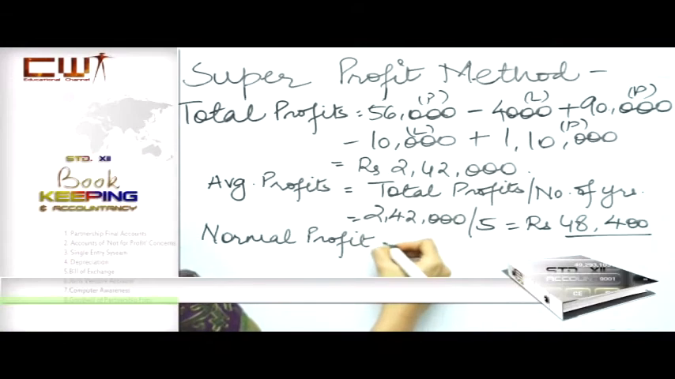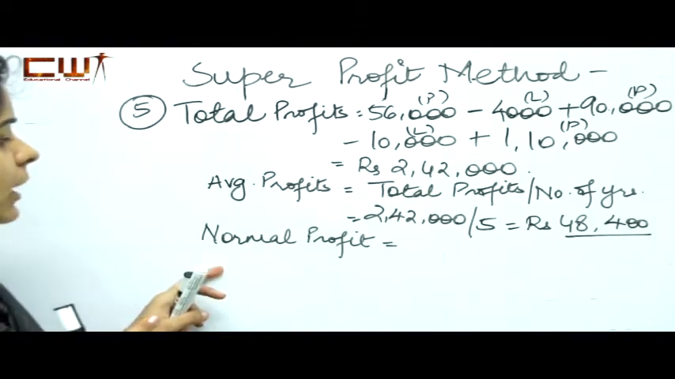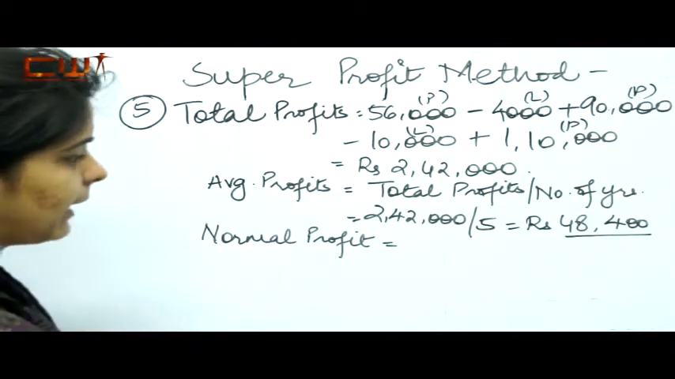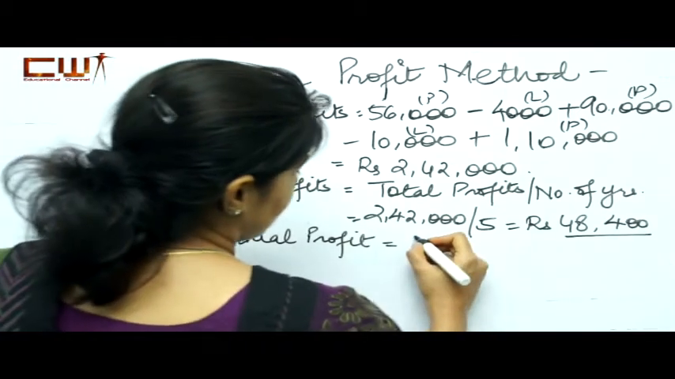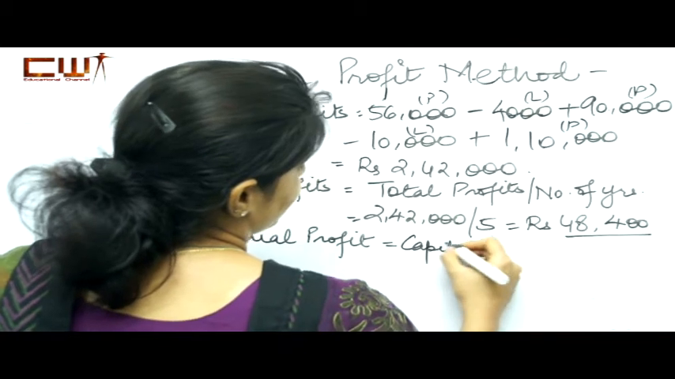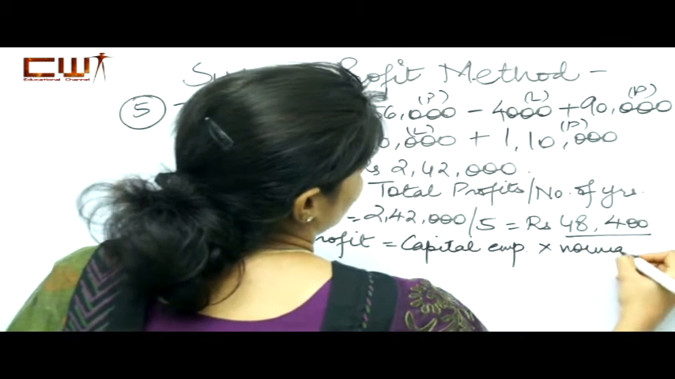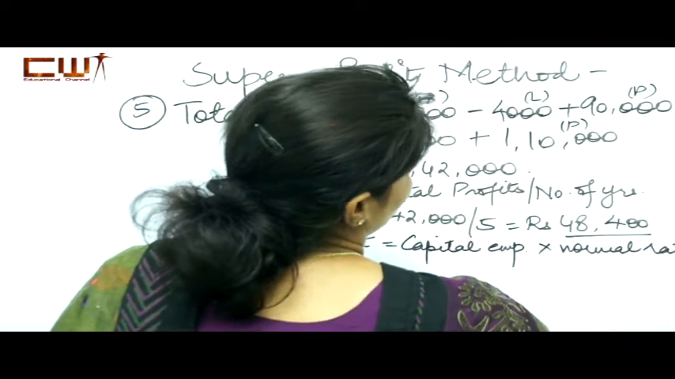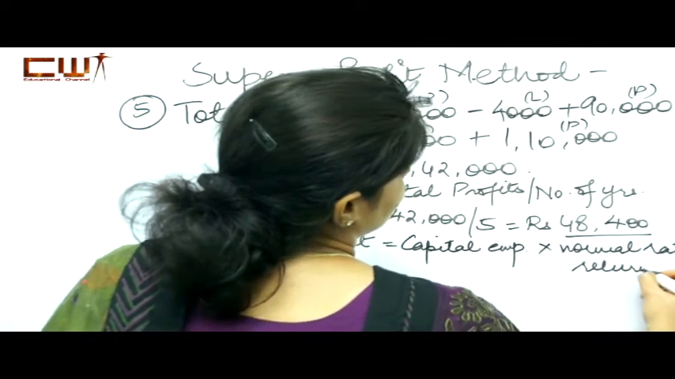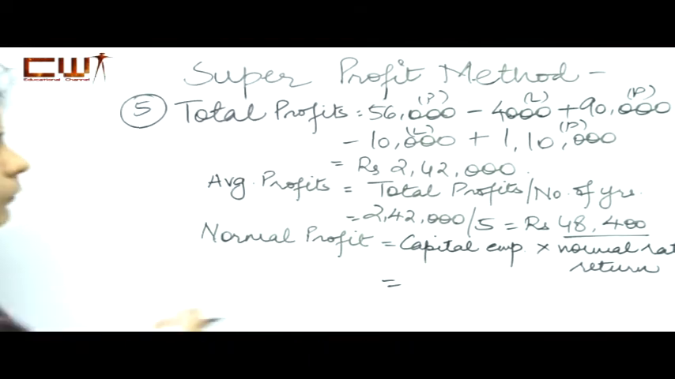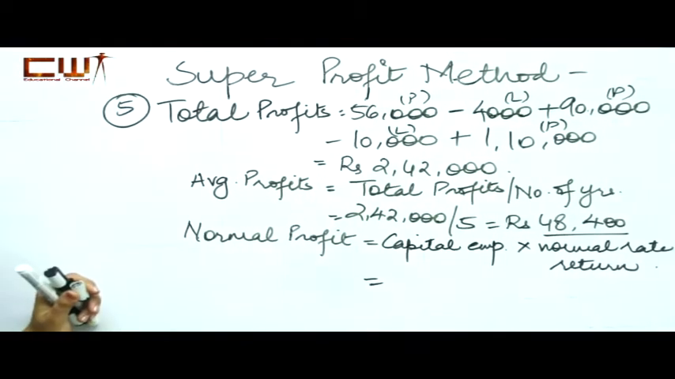In the question given in your textbooks, they have given the balance sheet. Now, how do you find out the capital? There are two partners, Dinesh and Rakesh, given in the question. You will find out normal profit, that is capital employed into the normal rate of return. Capital employed they have not given in the question directly, you have to find it out.